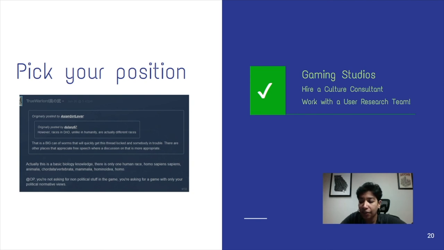So as a final point, and something that the gaming studio I was speaking to as part of this project also decided to do, was to hire a cultural consultant. I mean, Pixar's done it. So many others have done it. If you don't know about a culture, be humble, go find someone who knows about the culture and bring them on board. Work with the user research team because they're usually pretty good at generating questions.